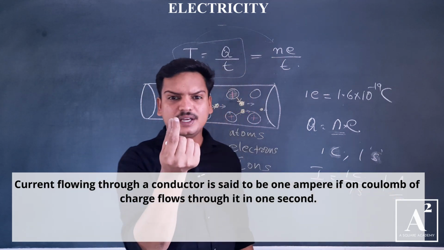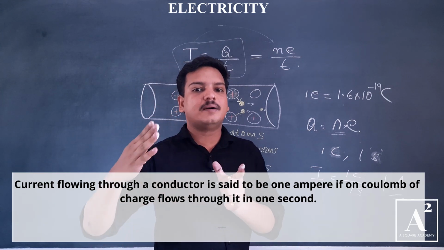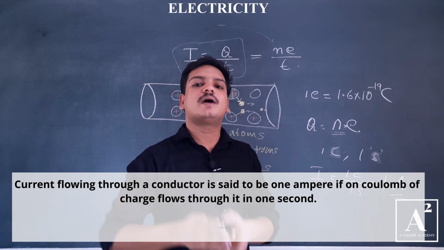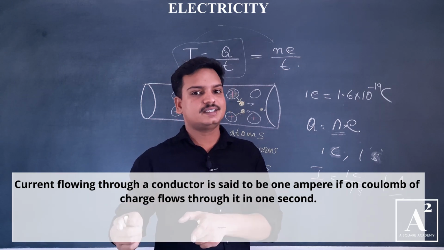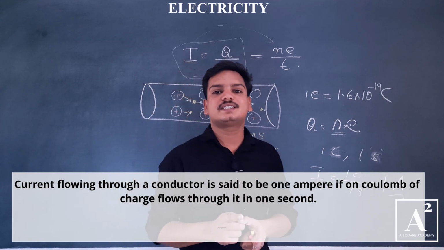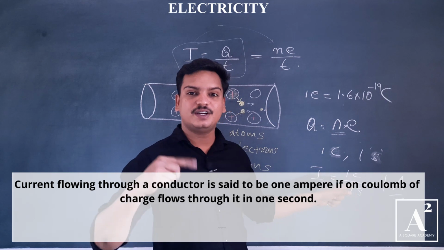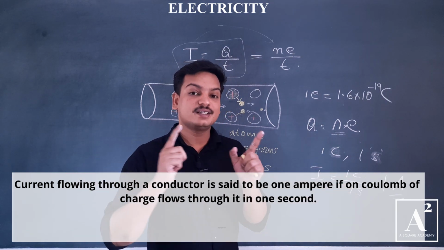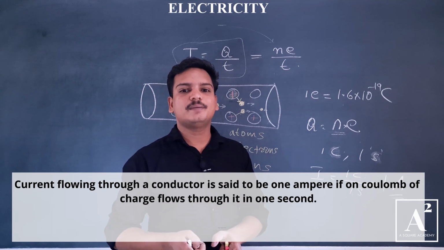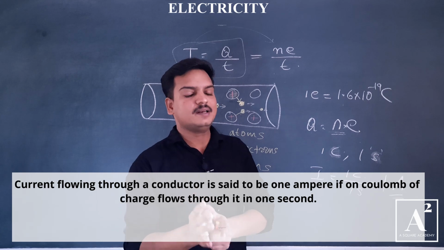This is a large unit. If we are taking a very minute amount of current, at that moment we will go for milliampere and microampere. 1 milliampere is equal to 10 raised to minus 3 ampere. That means if you divide 1 ampere by 1000, that is called 1 milliampere. Then microampere means 10 raised to minus 6 ampere. That also you should keep in mind.